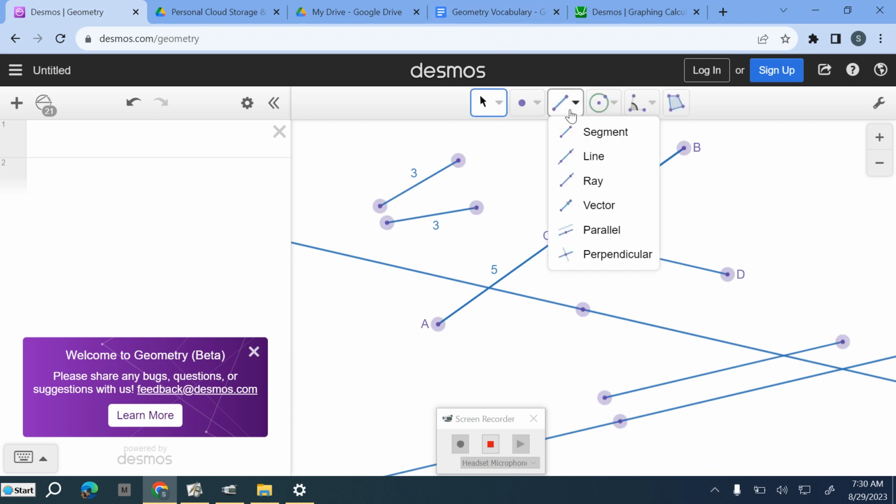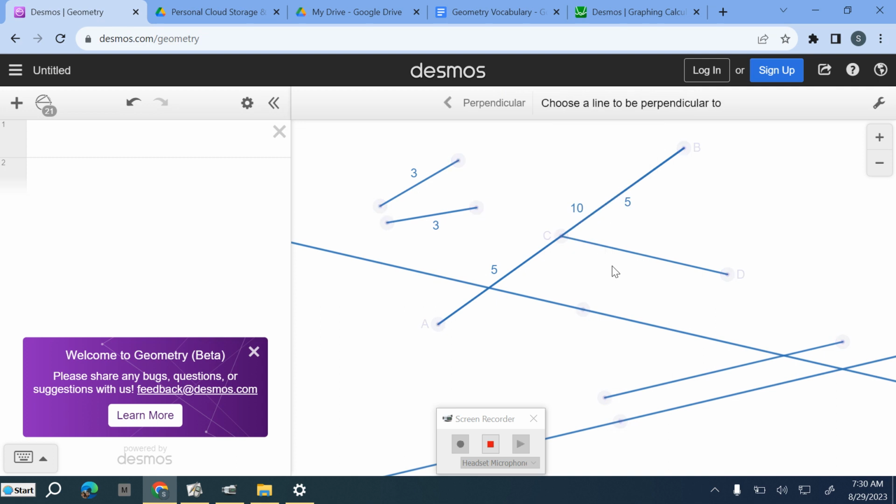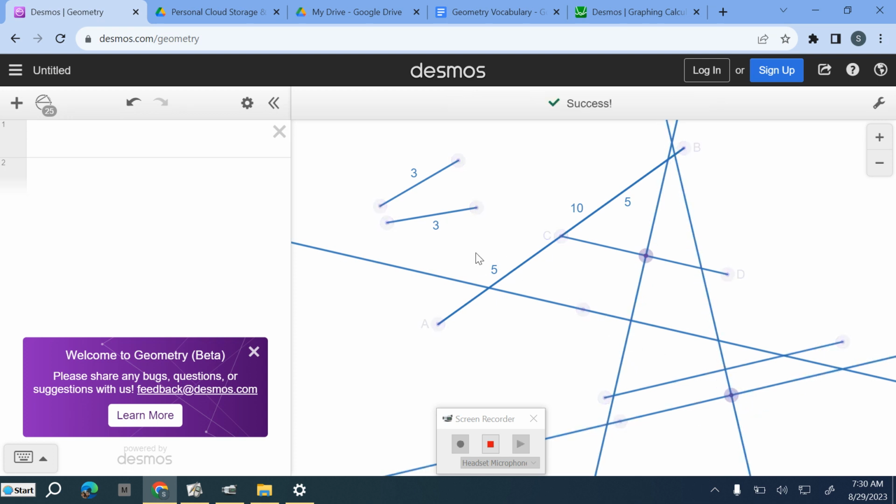All right. Perpendicular lines. If I want a perpendicular line, I'm going to click on CD and drop my perpendicular line. I can click here, drop a perpendicular line. I can click here, drop a perpendicular, here, drop a perpendicular, and here.